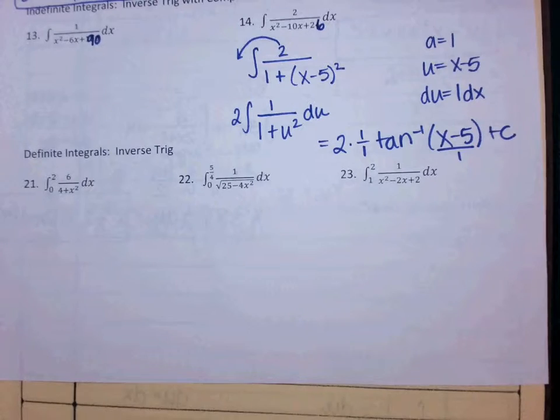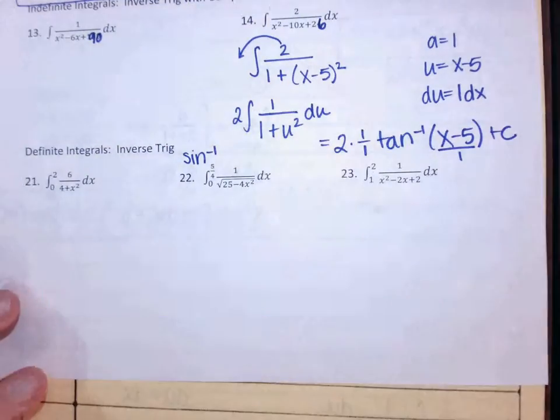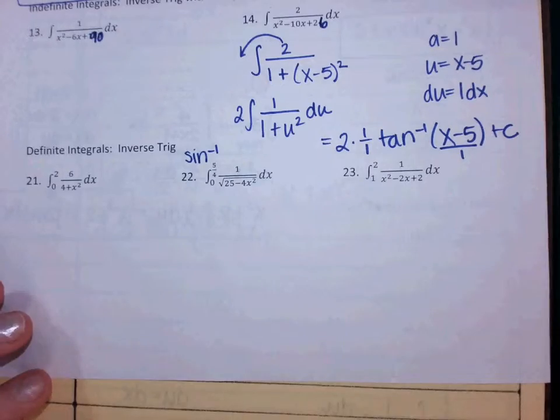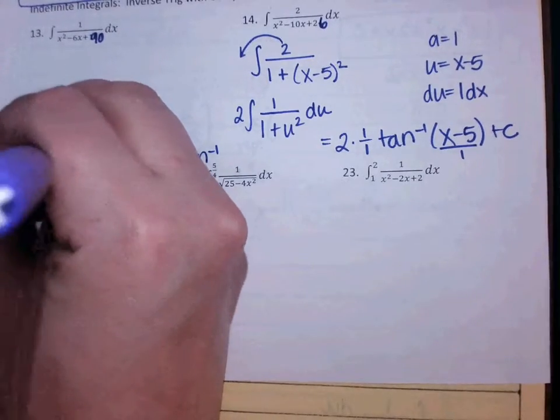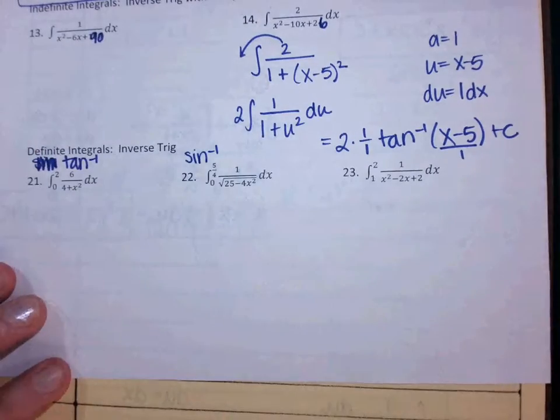Okay, which of those 3 will be inverse sine? 22. This is going to be inverse sine. Which of those is going to be inverse tan? 20. Oops, I wrote the wrong thing. Yep, 21. And then which one is going to need to complete the square? This one.